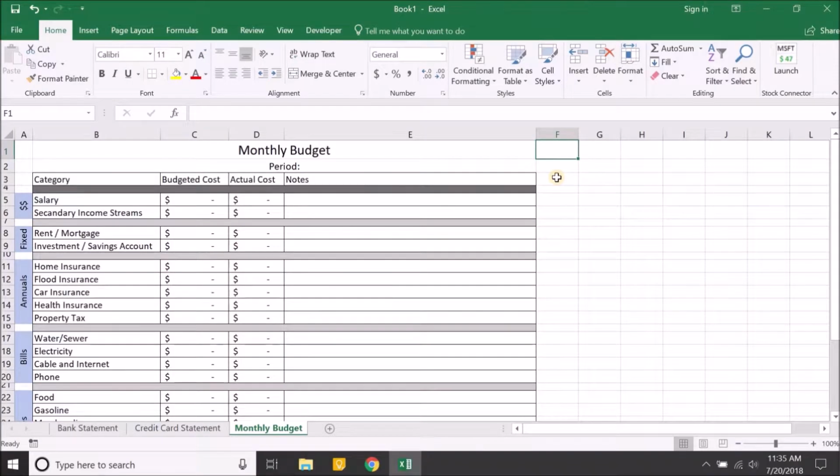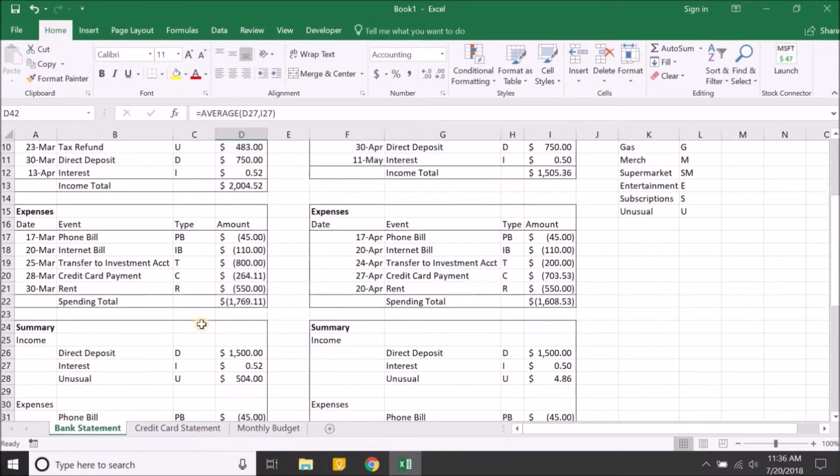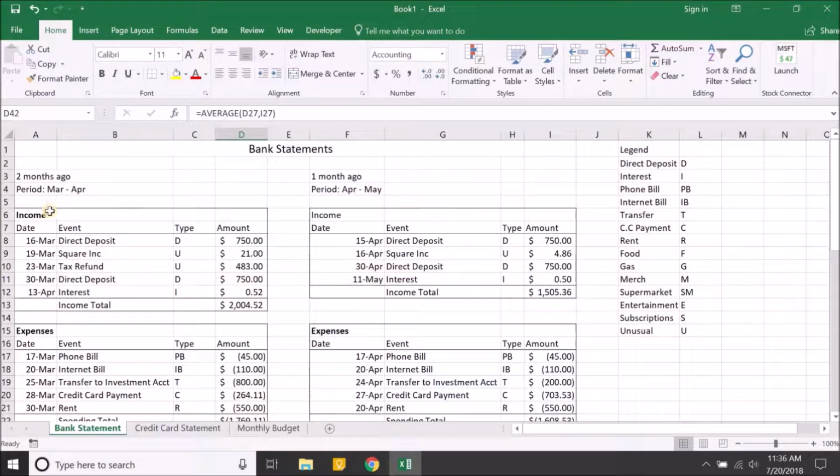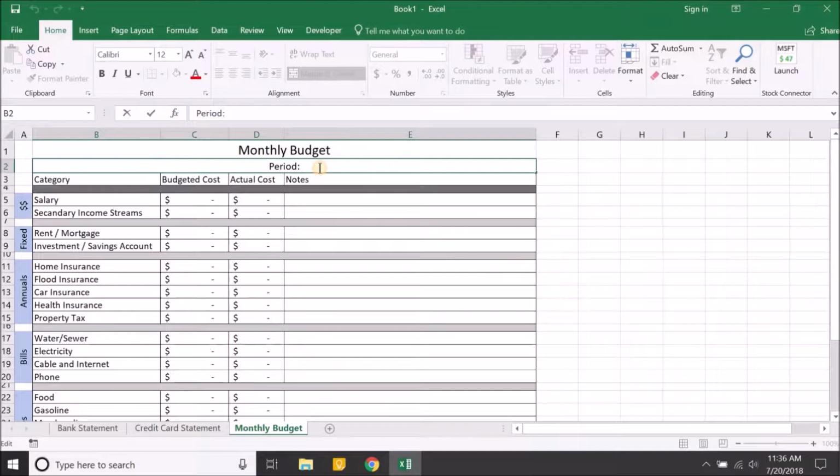Okay, so this is the monthly budget worksheet that we're going to be using to prepare the budget for the upcoming months. So basically, the first thing we're going to do is write the period. As we did here, we did the bank statements for April to May and for March to April. So our next month, the month that we haven't lived yet per se, would be May to June.